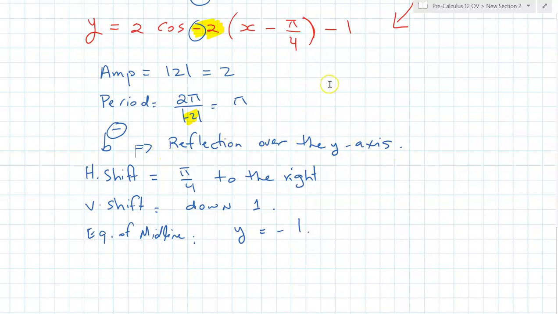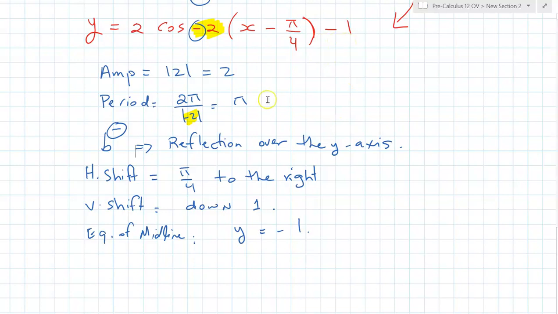Good. The next piece is the negative pi over 4. Negative pi over 4 is the pi over 4 shift to the right. That's what happens, a horizontal shift. The vertical shift is the very end, negative 1. That means the graph drops down by 1. And then the equation of the midline is y equal to negative 1.